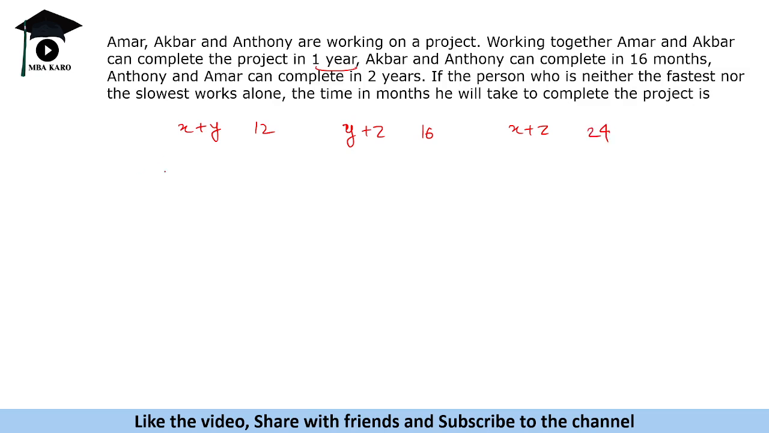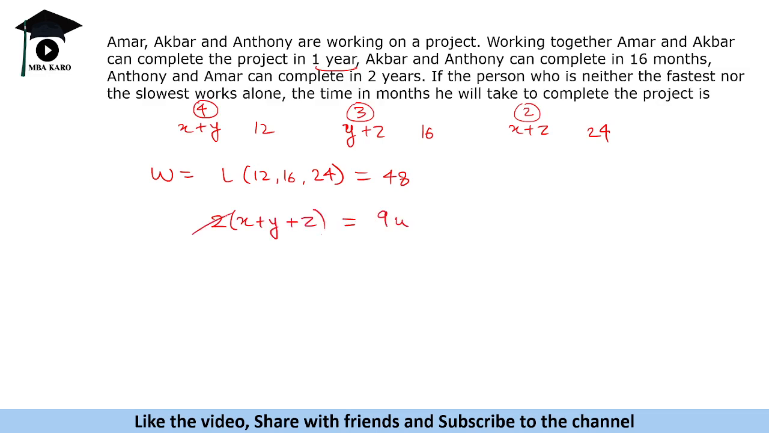Okay, so we will say that work is equal to LCM of 12, 16, 24, which is 48. So x plus y will do 4 units, y plus z will do 3 units and x plus z will do 2 units. Okay, so when we add this, we get 2 times of x plus y plus z, they do 9 units, right? So x plus y plus z do 4.5 units.